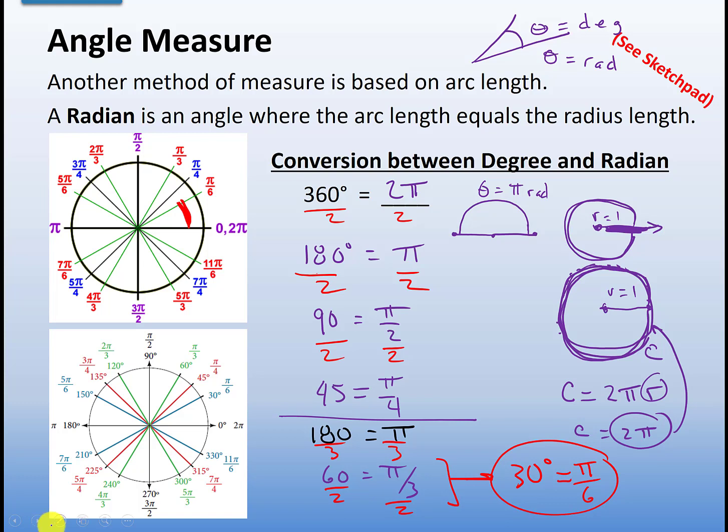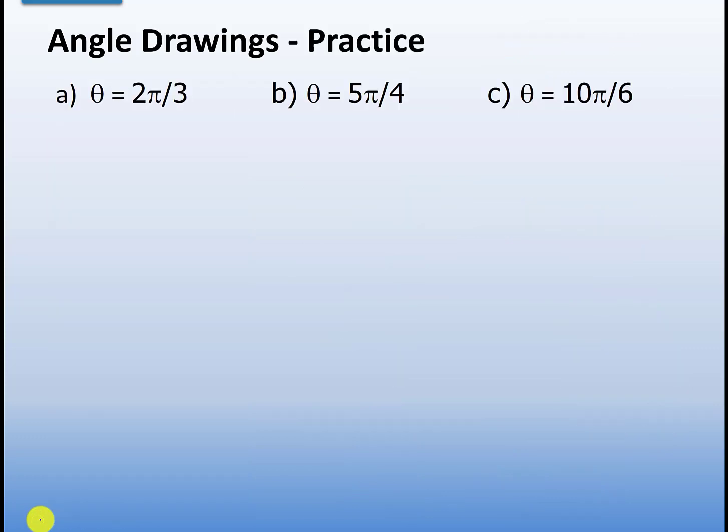Now, in order to expand on that or help with that, I want to talk about drawing angles in radians. Now this is an extra. You don't have this in your note packet. So if you had this in class and you're just rewatching, this is new. You haven't done this, but I think it's important to practice so you get a better sense of angles in radians. So where is a 2 pi thirds angle if I were going to draw it?